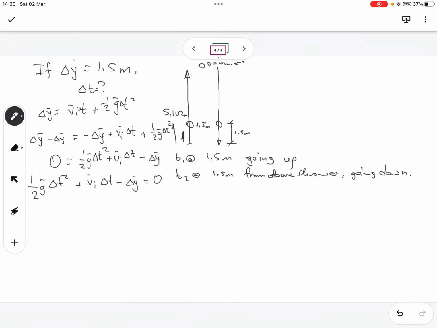Now, if we substitute, we don't have a value for delta t. So we don't know the times for the thing going up or down at 1.5 meters. But we do know the value of the acceleration due to gravity. We also know the initial velocity, which is negative 10 meters per second. And we also know the displacement is 1.5 meters. And if we look at this equation, I'll just use a green color. We've got an equation, yeah?